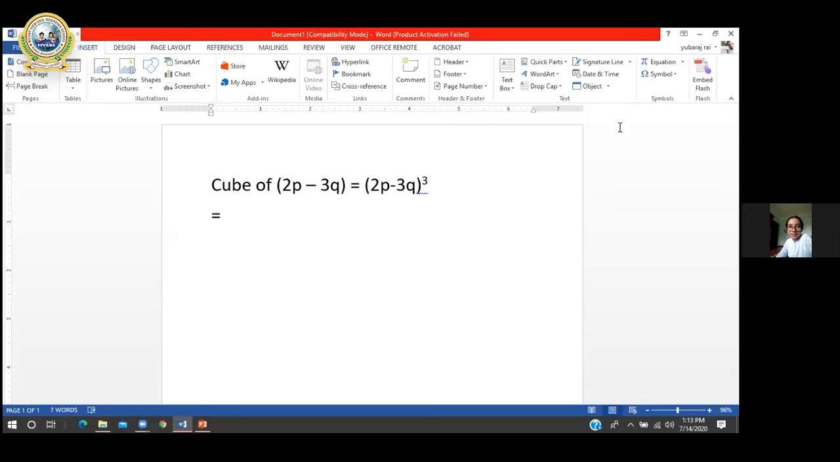A cube minus 3a square b plus 3ab square minus b cube. All right, thank you very much, Price. Is Kavya in the class? Kavya ji hununcha class ma?